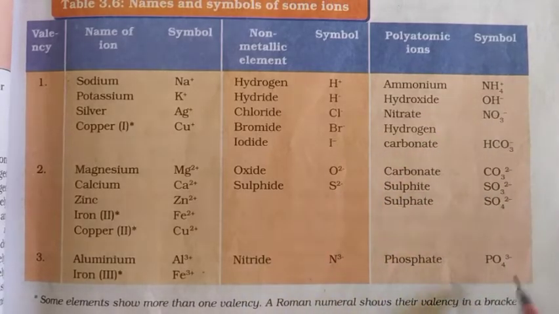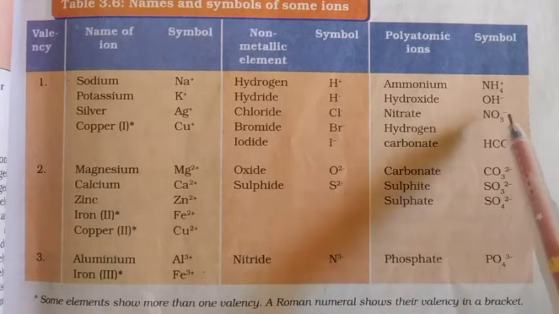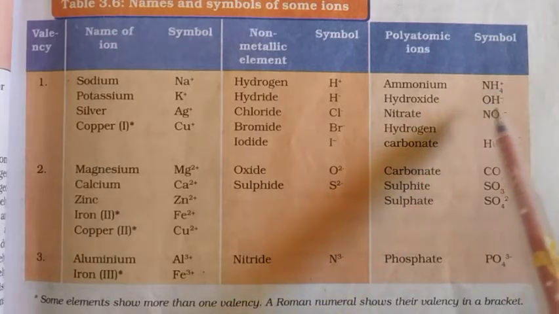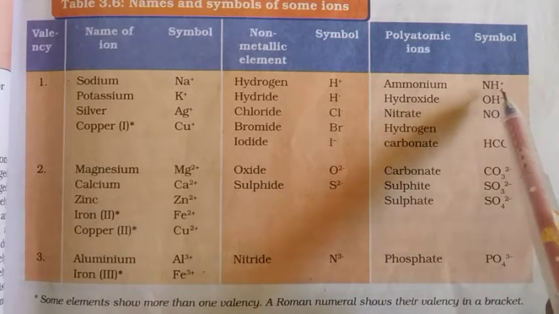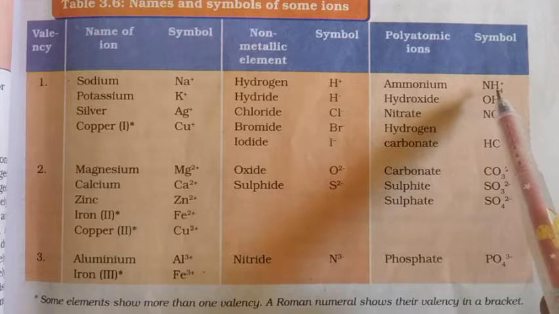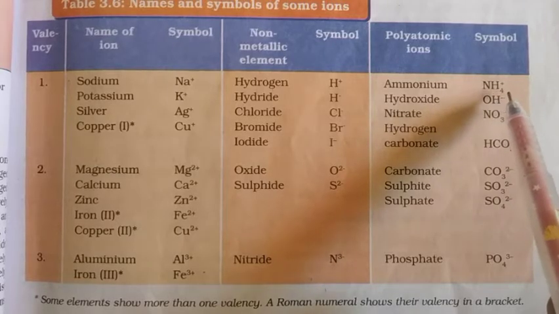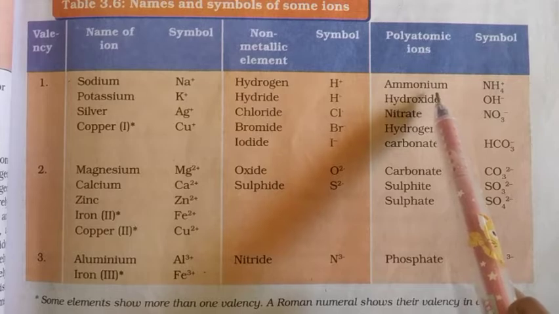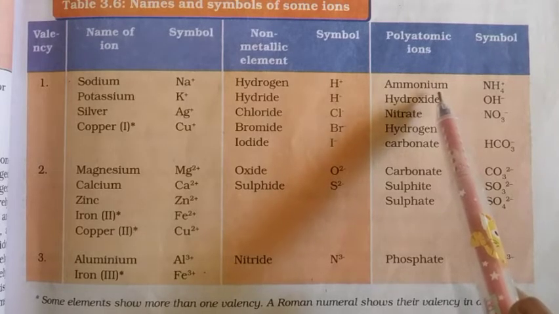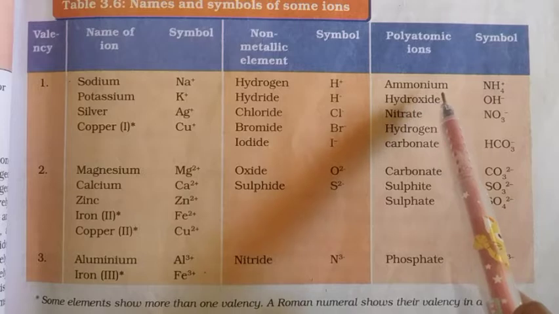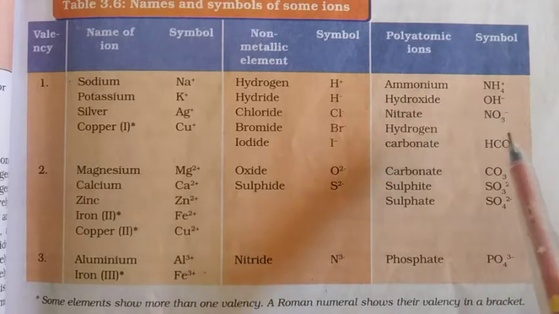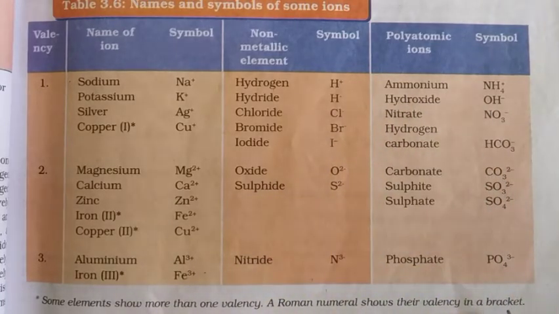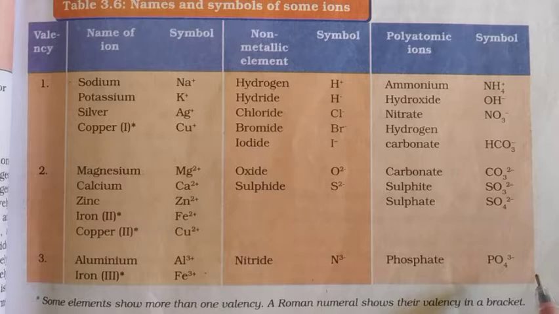Look at children here. Here the compound is formed by the combination of two or more elements. Here two elements are combined, nitrogen and hydrogen, and that gives the polyatomic compound ion, ammonium. And like this here, children, this is very helpful for your next coming class.